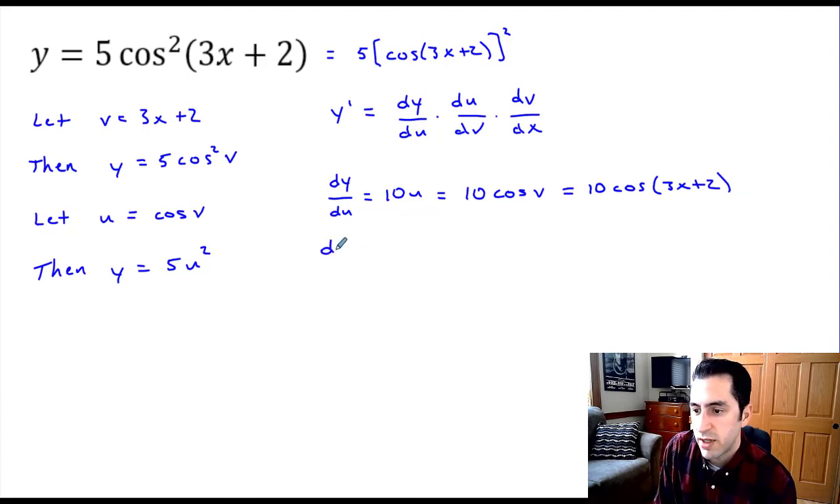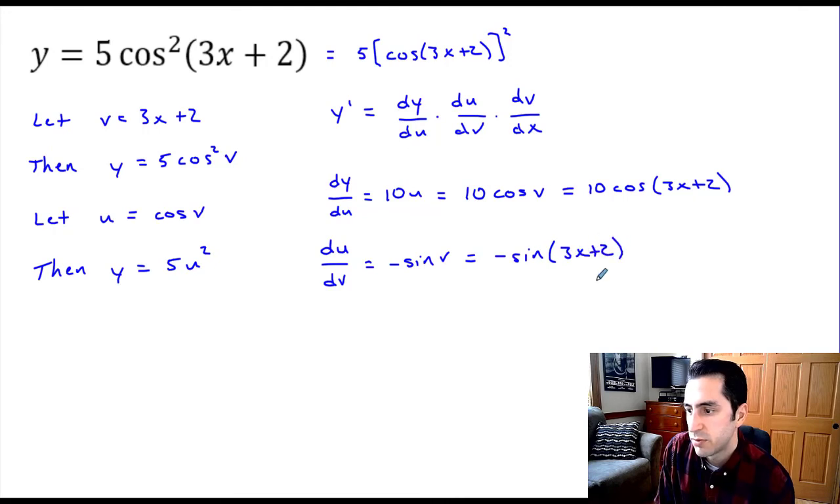All right, moving on to our second piece, du over dv. So now the derivative of u, the derivative of cosine, is equal to negative sine. And then again, we'll do a little bit of back substitution. So plugging in what we had for v, we get negative sine of 3x plus 2. And our last one, the derivative of v with respect to x, the derivative of 3x plus 2, we just end up with 3.